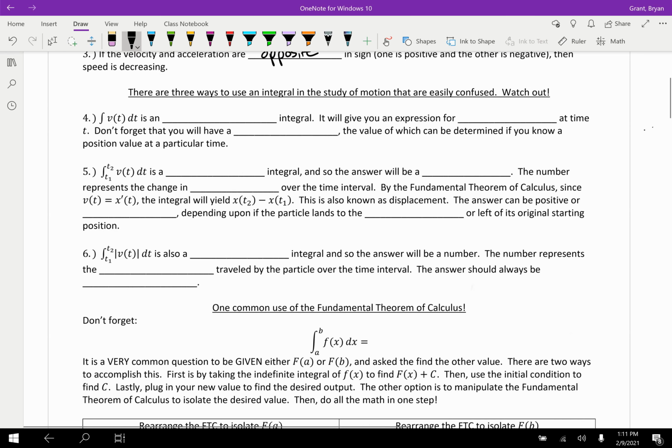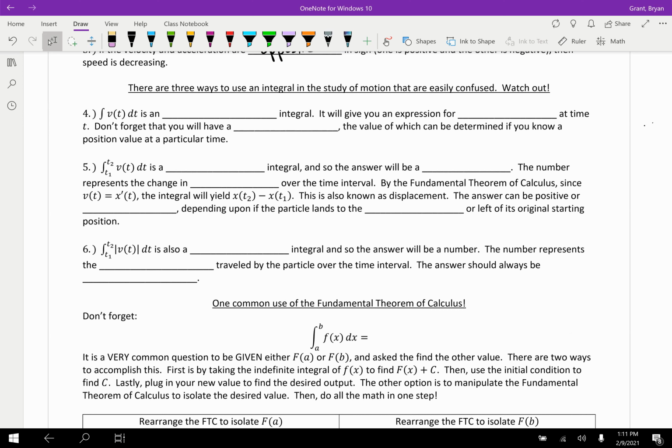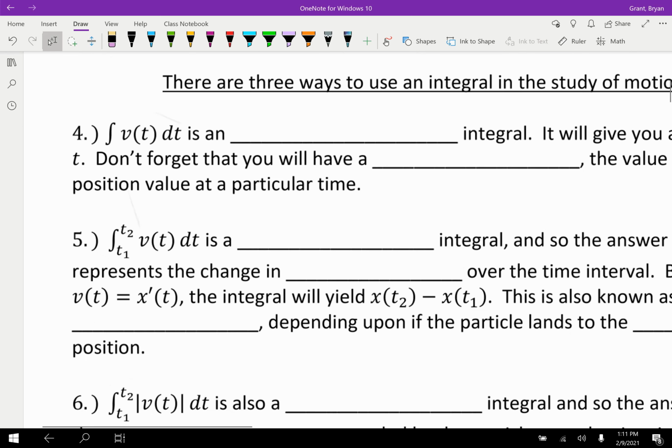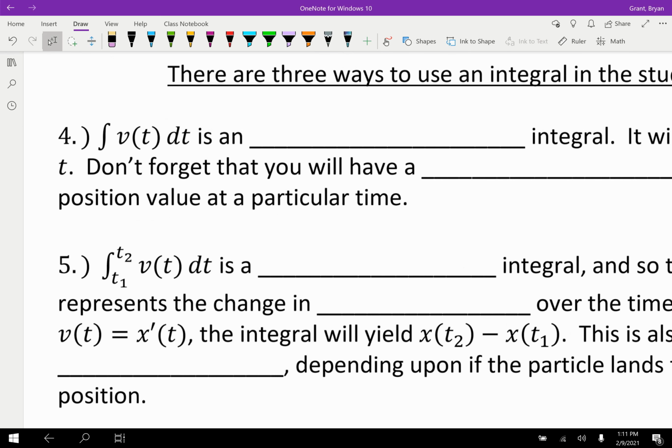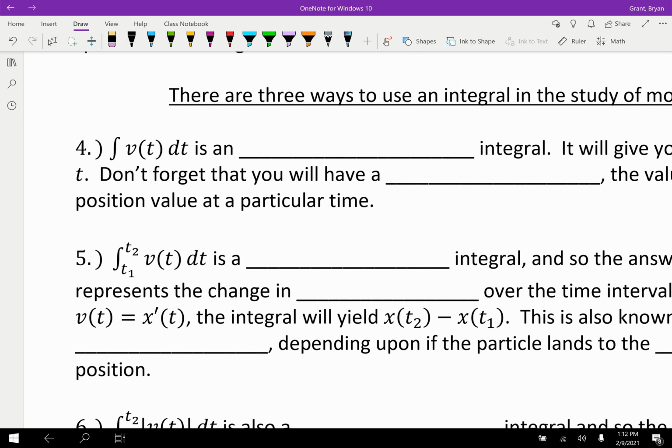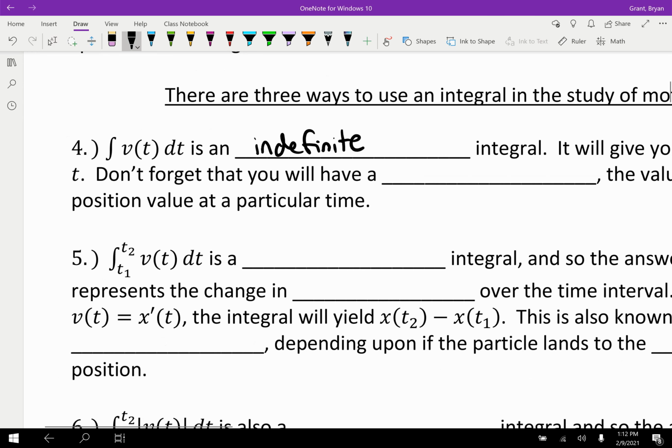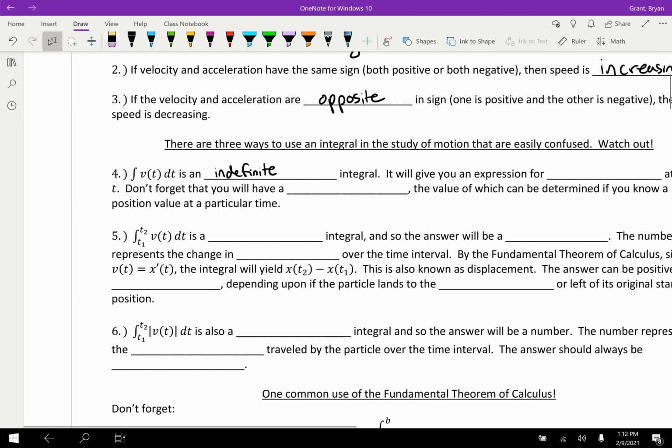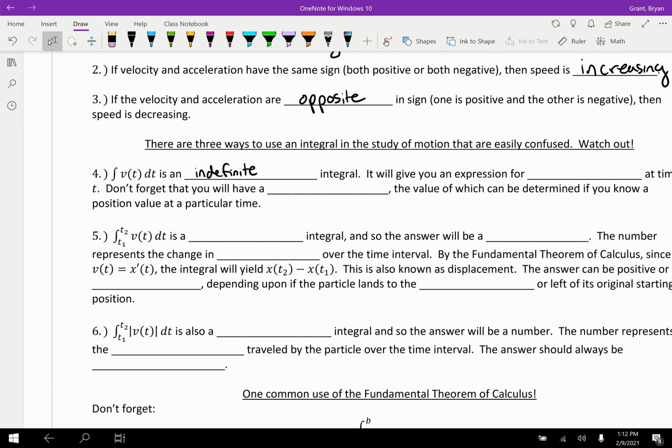Now, there are 3 ways that we're going to be using an integral in particle motion, and they're pretty similar, so you're definitely going to want to be careful with these 3. Okay? The first is using an indefinite integral to find the antiderivative of velocity, right? There's no limits of integration here. Okay? And so if we do the antiderivative of v of t, then we call this an indefinite integral.